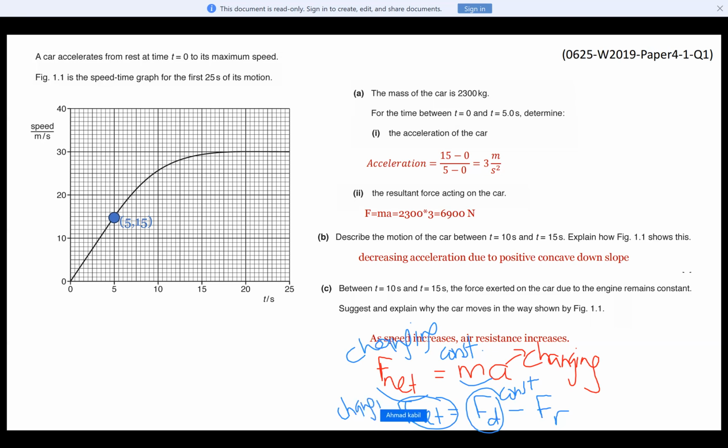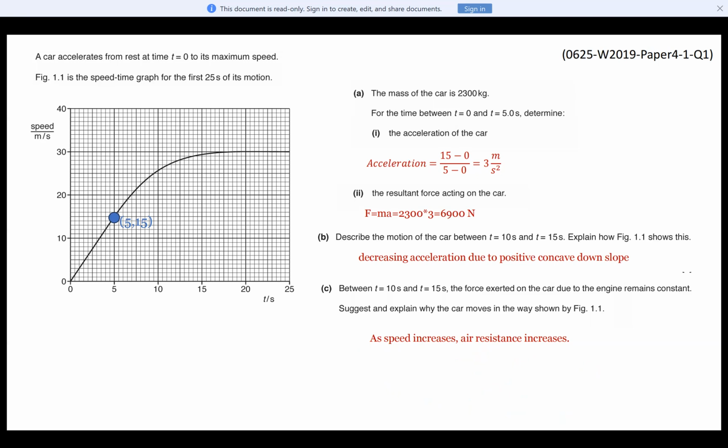So why could this happen? How could this happen? Only if the resistance is changing. So why would the resistance change? Because air resistance is affected by speed. The greater the speed, the greater the air resistance. And this is a very important concept. So as speed increases, air resistance increases, and therefore the net force decreases, which is why the acceleration changes. You don't really have to say that, but you have to show that you understand that it is due to air resistance and that air resistance increases with the increase in speed.